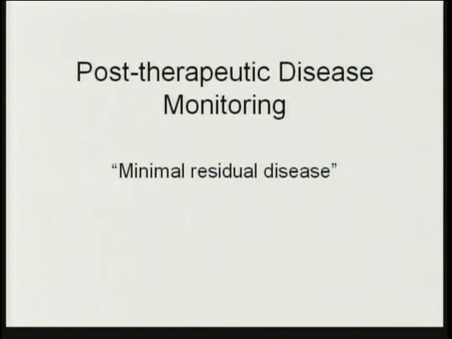Another potential or current utility for flow cytometry in a clinical setting is the post-therapeutic monitoring of patients after they've been treated. This falls into the category of what's often termed minimal residual disease detection. And there's a growing literature on this type of activity. This is a particular area of interest that we've had over the years, and in fact we serve as the national reference laboratory, one of two, for the Children's Oncology Group for the monitoring of children with acute lymphoblastic leukemia.